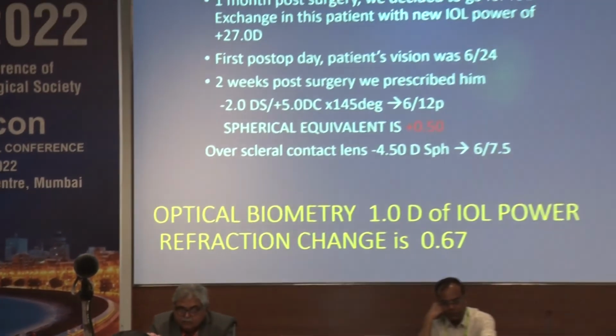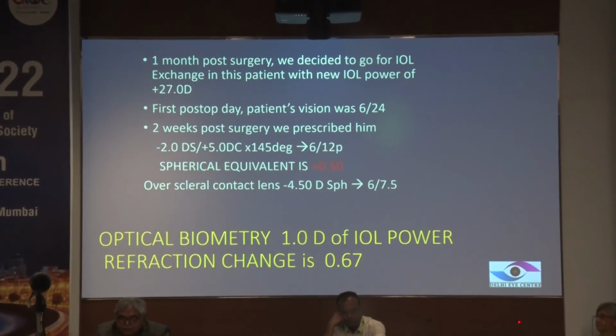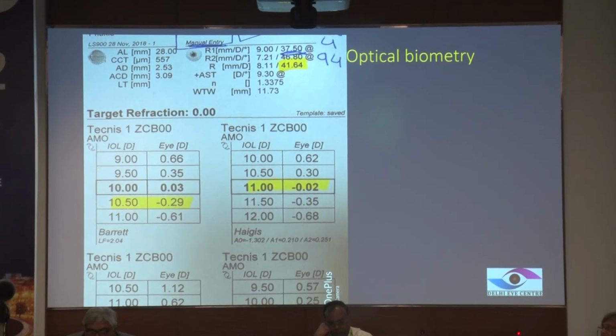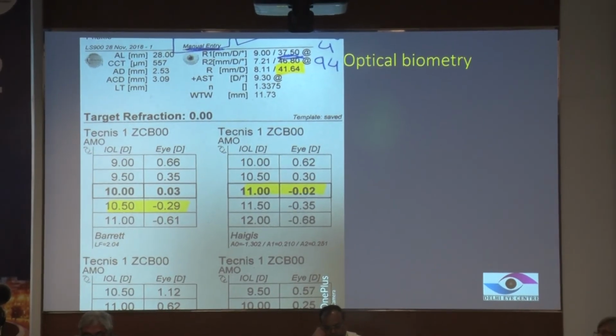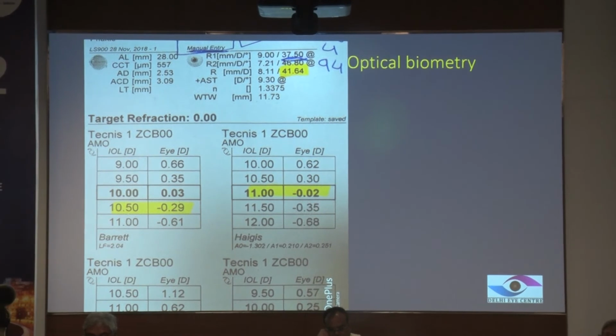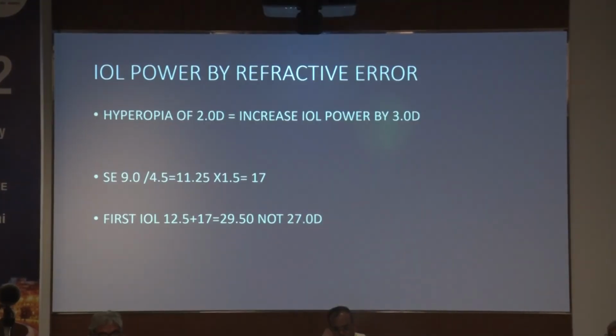So we did the IOL exchange after 1 month, and we put in a 27 IOL, still the patient was +0.5. So then we tried to analyze why it is still not 0 while we are putting in so much power. Normally with an optical biometer, one change in the IOL power changes the refraction by 0.66, 0.67, so 2/3 of the effect you get. You can see this in any optical biometer reading. If 11 gives minus 0.02, and we put in a 12, the patient will become minus 0.68. So nearly a 2/3 ratio is there with the optical biometer. In this case, we should have taken that into consideration.